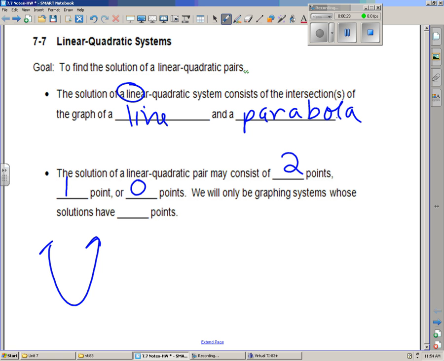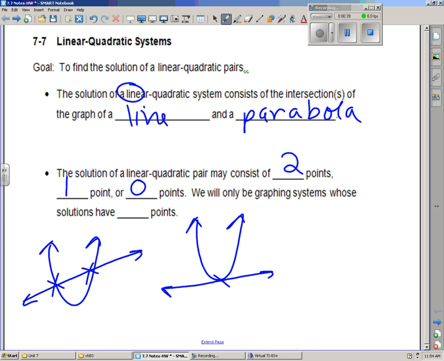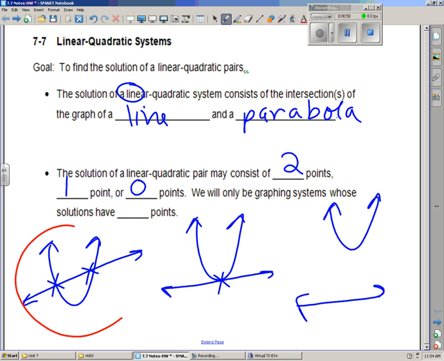Basically, you can have a parabola that looks like this and a line that intersects, and they intersect twice. You could have a parabola looking again like this, and maybe you have a line that's tangent to the parabola where there's only 1 point of intersection. Or maybe you've got a parabola and a line that never intersect at all. Well, we're only going to be concerned about these guys. We're only going to be giving you problems that have 2 solutions. Okay.